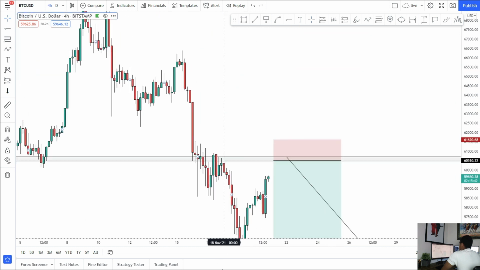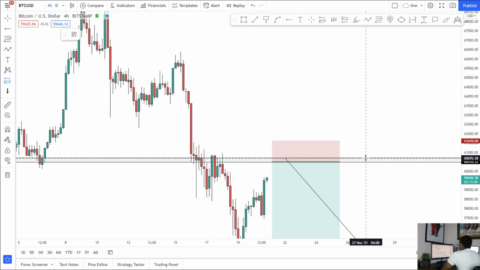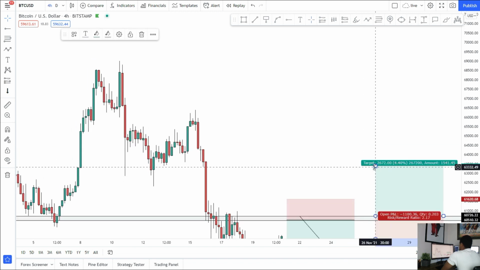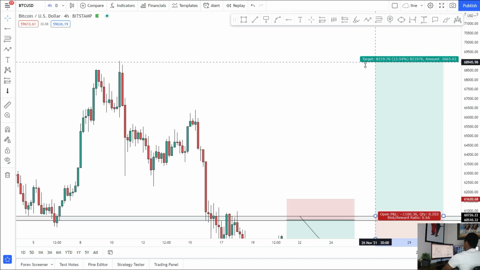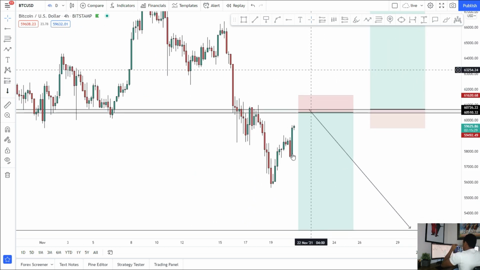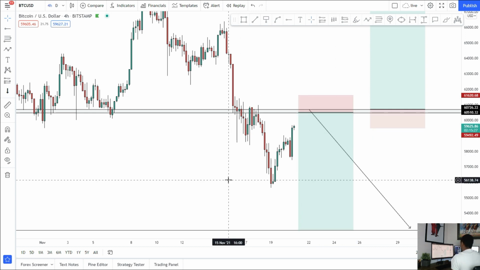If not, and we break above and hold as support, then we're just looking to keep this bullish market going and see a push back to highs, and maybe we might hit 70k as well. But looking for a push to the upside back to 69k if we can get above. If not, we'll look for a push back down to 53k for next week for Bitcoin.